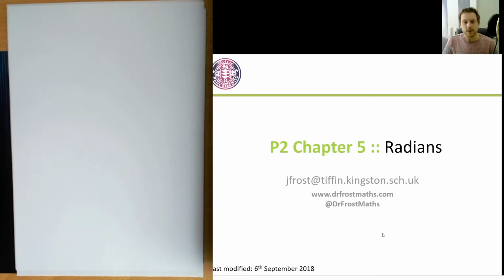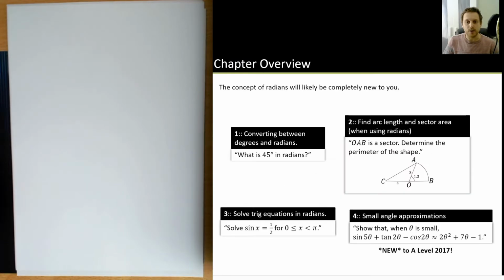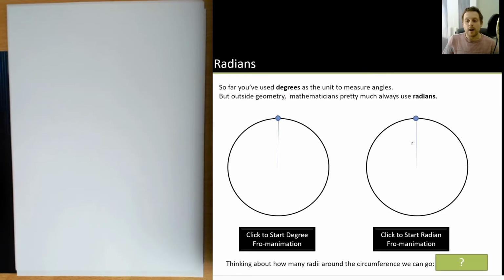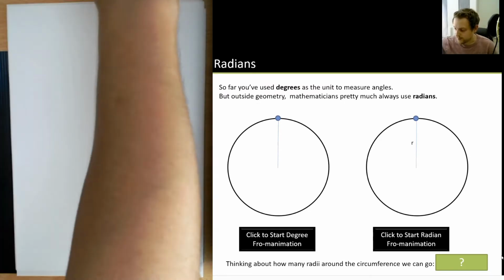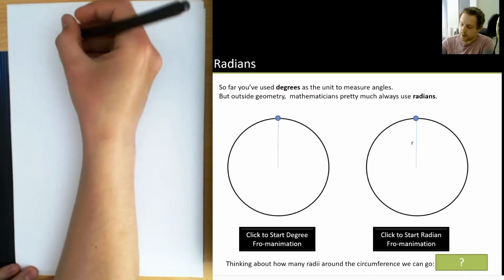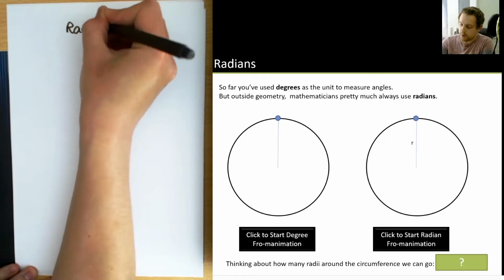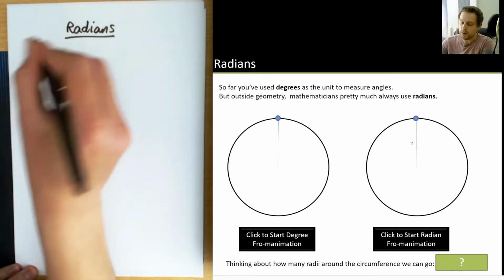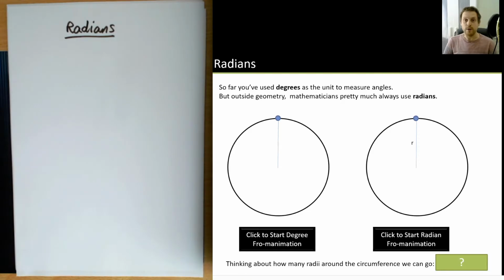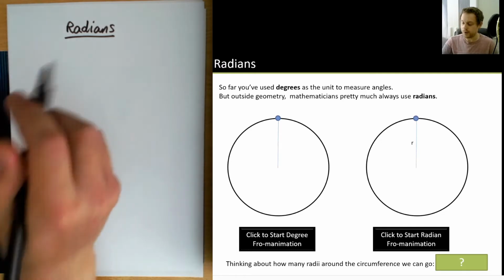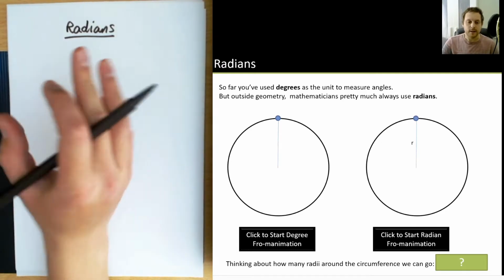I think what I'll do is work my way through the PowerPoint, and then when I feel it's necessary, I might pause and go a little bit off on a tangent. Okay, so radians. As I say, there'll be timestamps in the description. If you're very confident on radians, then you can just skip ahead. But I'm going to go through how I would teach radians. So first of all, what is a radian?